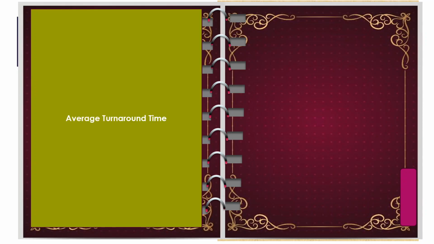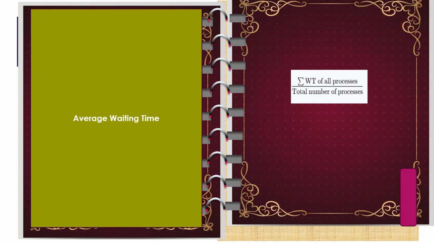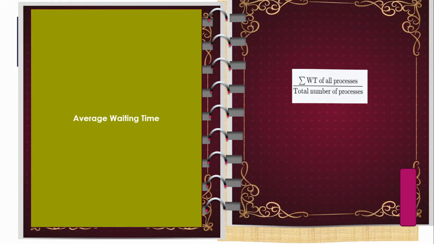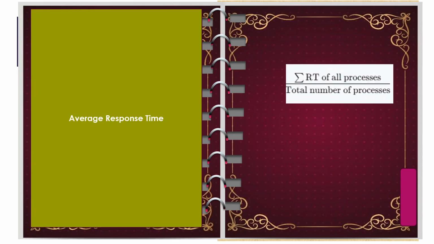The next one is how to find the average turnaround time. Average turnaround time can be calculated as the summation of turnaround time of all processes divided by the total number of processes. Next, we'll find the average waiting time, which is the summation of waiting time of all processes divided by the total number of processes. Next is average response time, which is the summation of response time of all processes divided by the total number of processes.